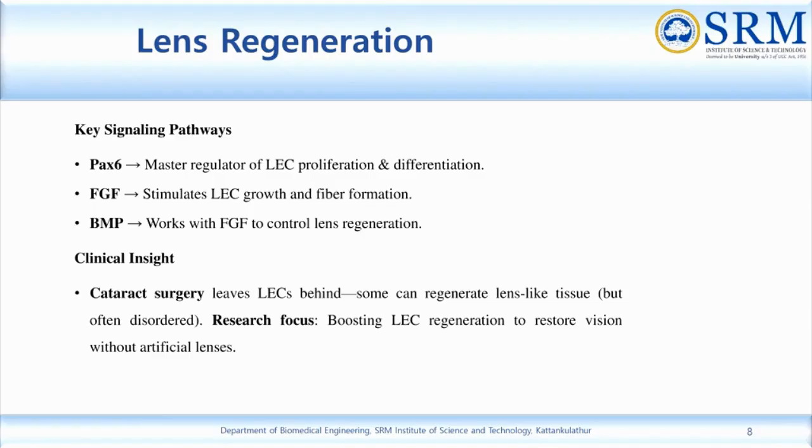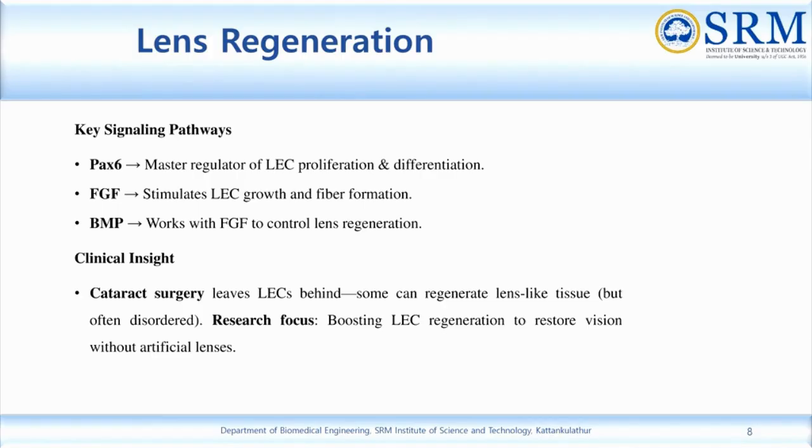Okay, so the next is the fibroblast growth factor, or FGF. This FGF drives the lens epithelial cell migration, elongation, and survival. So this FGF stimulates the lens epithelial cell growth and fiber formation. The gradient of FGF concentration determines the fiber maturation zones that are present along the lens.